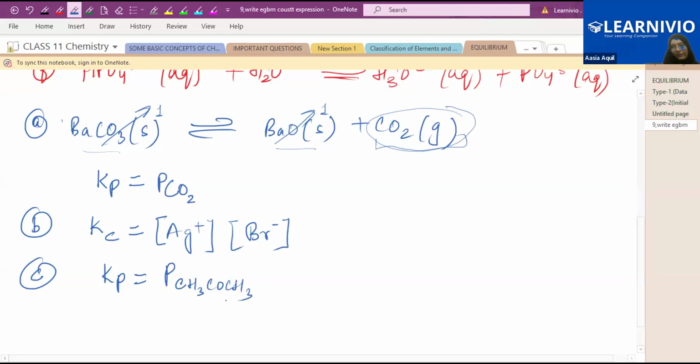B and C, yeah, ma'am. Where we will take the Kp, where we will write down the Kc, where we use the pressure, where we use the concentration. Okay, now is it understood? Is the doubt clear, everyone?